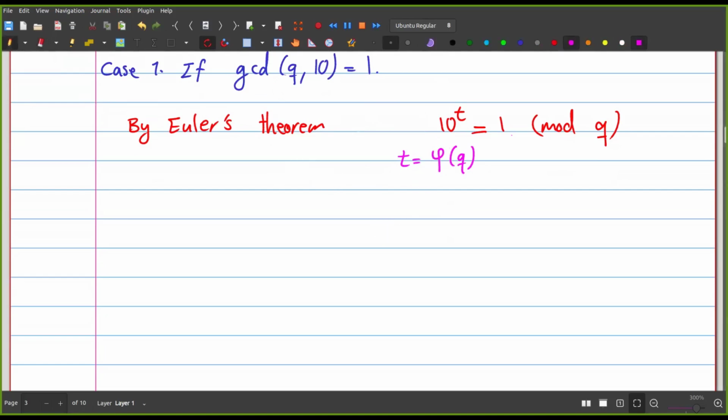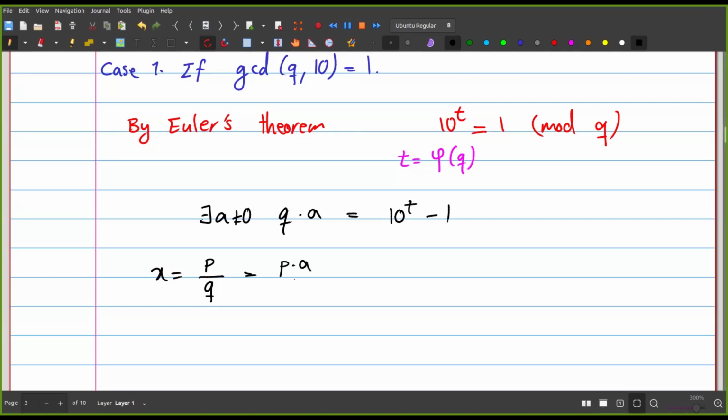So 10 to the power of t is 1 modulo q, which means what? Which means that 10 to the power of t minus 1 is a multiple of q. So there exists some number a such that q times a is 10 to the power of t minus 1. Okay, now why do I want this? Because look, my number x was p over q. And by the way, this a is not 0.